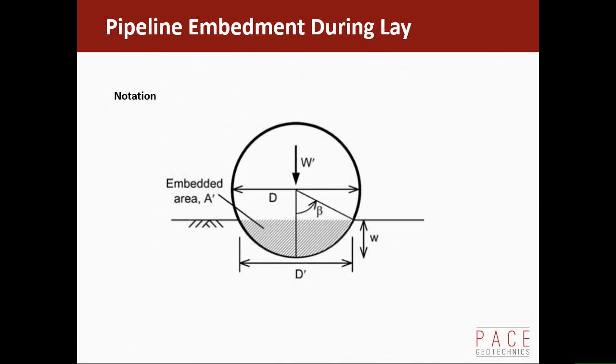So the notation that we use, and I've tried to be fairly consistent with this notation throughout these notes. D is the external diameter of the pipeline, including coatings, and D dash is the width of the contact length, if you like, at the base of the pipeline. And small w is the depth of embedment. It's one of those things that use W rather than Z, which is often the common one as well.